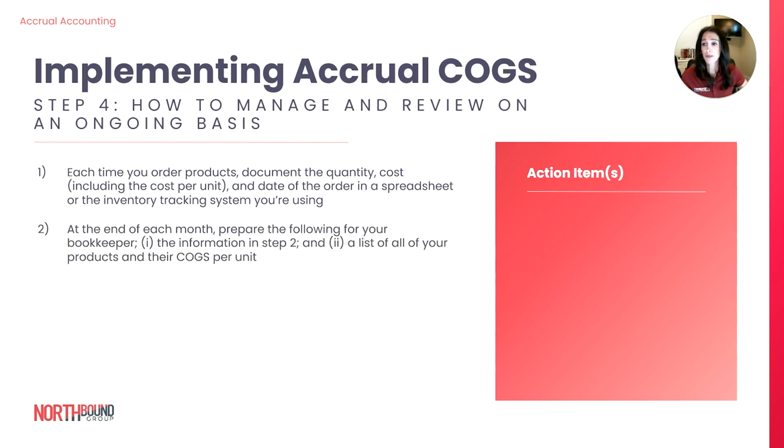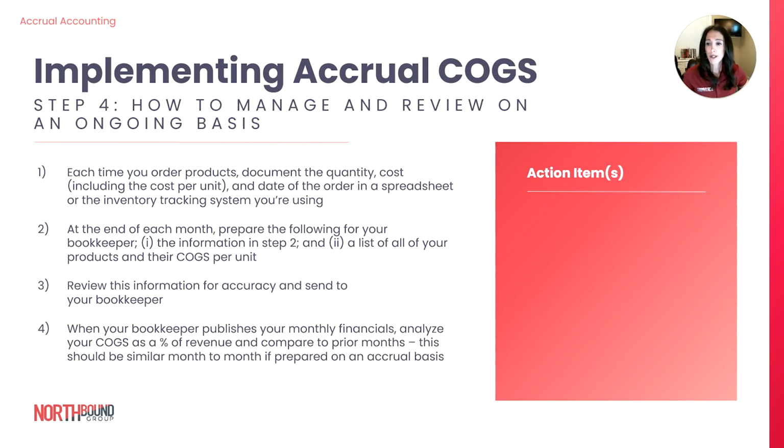Then at the end of each month, you'll want to prepare for your bookkeeper all the information we discussed in step 2, as well as that list of all the COGS per unit for your products. And then step 3 would be, here's where that champion comes into play, having yourself or that champion come in and review the information for accuracy before you pass it off to your bookkeeper to incorporate into your financials. And then when your bookkeeper publishes your financials each month, you want to make sure that you look at your COGS as a percentage of revenue, because this will be the true test if you're in accrual format.